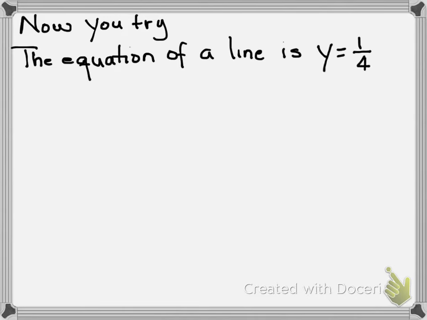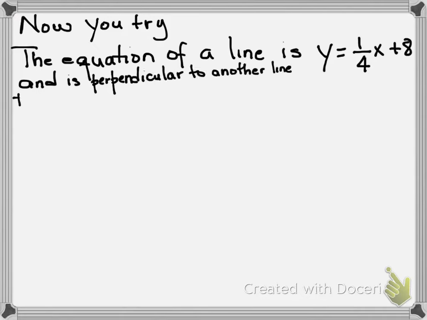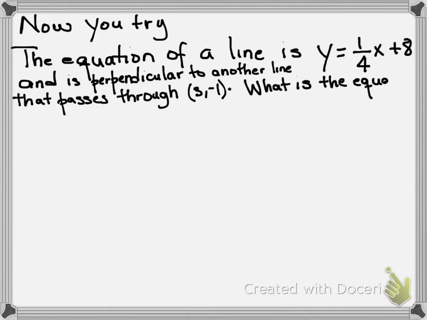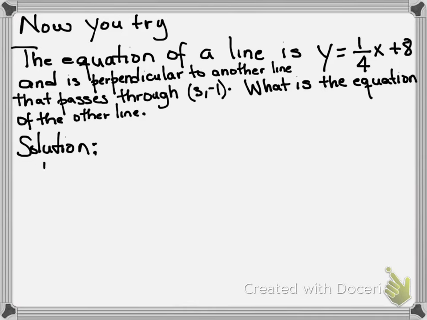You want to find the equation of a line, which is y equals 1/4 x plus 8, and is perpendicular to another line that passes through (3, -1). What is the equation of the other line, ladies and gentlemen? Now, again, we need to find the slope of this other equation that will multiply by the slope of the given equation to equal -1. So we follow the following steps.